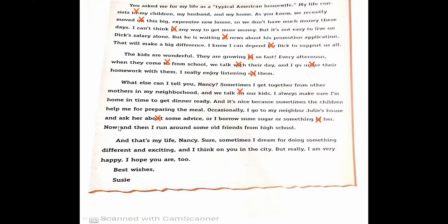He said now and then I run some old friends from high school. Where is the mistake here? Mr. Now, is it "run around"? Is it correct? Yes or no? No. So what can you write to give me the meaning of the verb meet? With. You can check the table, Muhammad Riyad. It would be run, huh? Who can answer? Yes, Abbas? Run into. Excellent, Abbas.